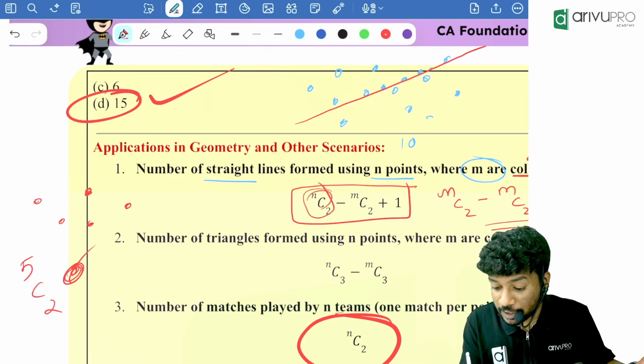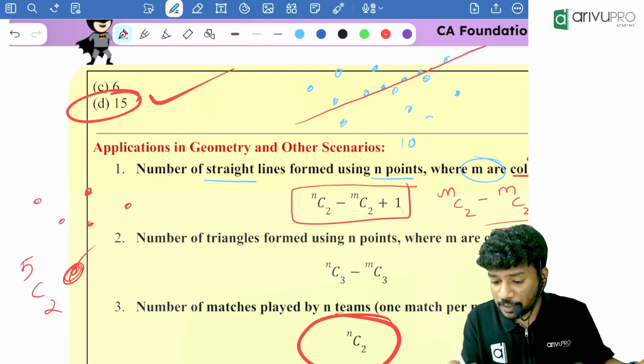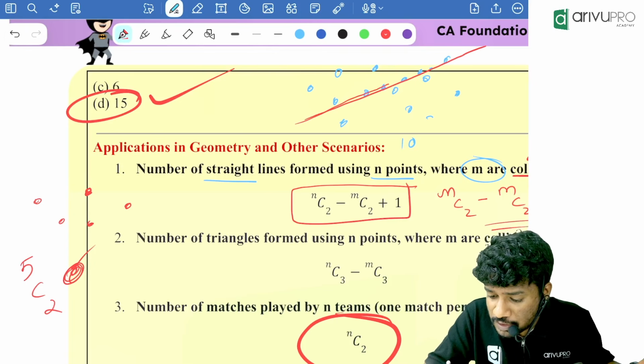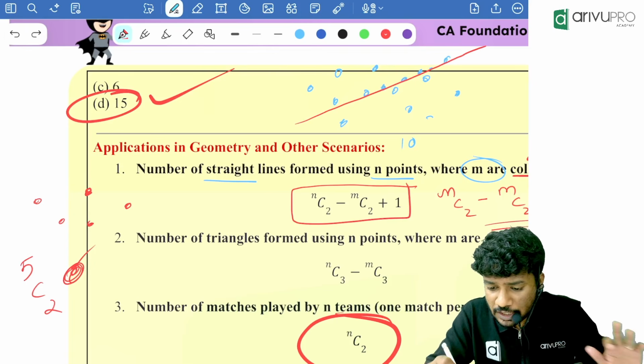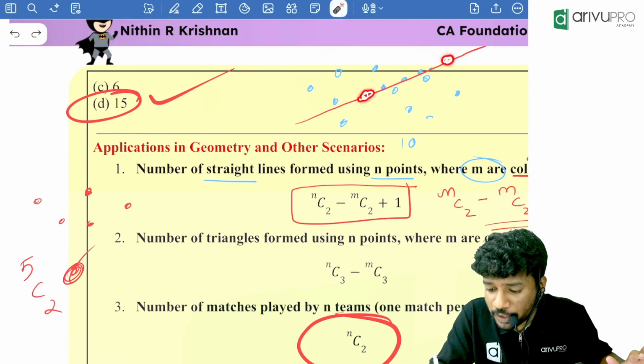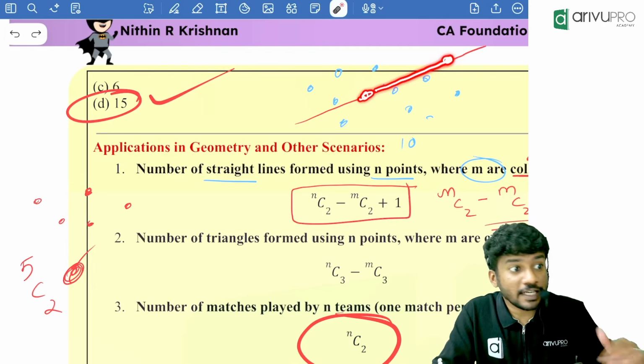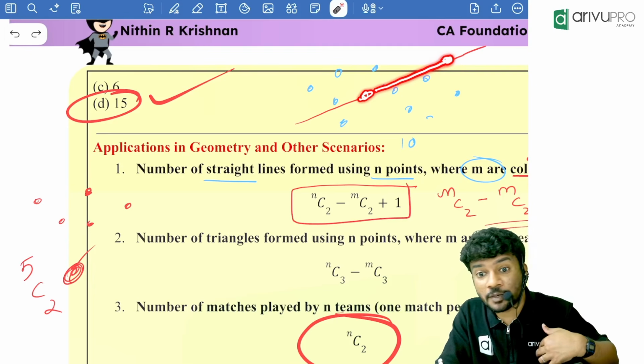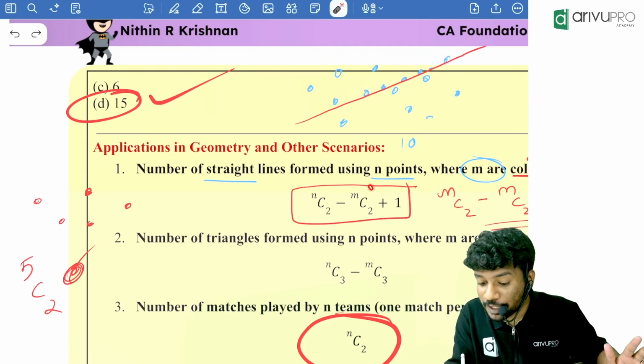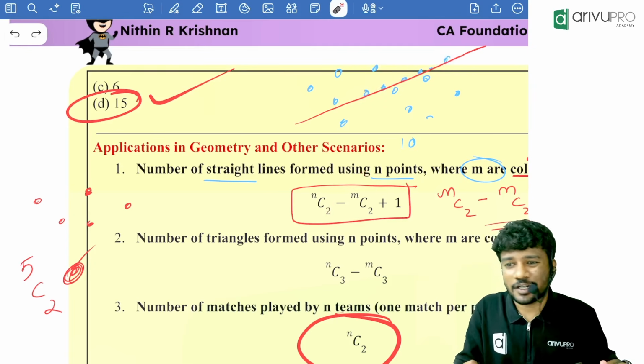Then why am I reducing MC2? For example, when I draw one straight line, connecting this point and this point, automatically all these points are included also, right? So they are getting repeated again. I should reduce the repetition, right? That's why I am reducing MC2. Are you getting my point?